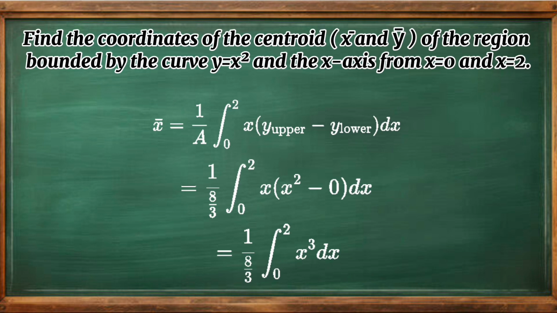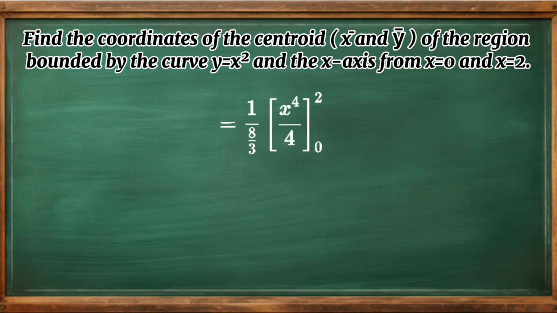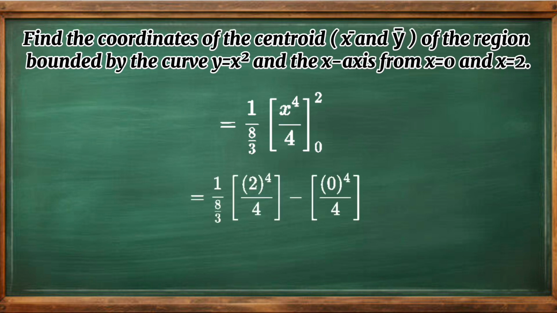Now, we integrate our equation. Therefore, we have 1 over 8/3 times x to the 4th over 4. Now, we evaluate our limits. Therefore, we have 1 over 8/3 times (2 to the 4th over 4 minus 0 to the 4th over 4). Therefore, we get 3 over 2.